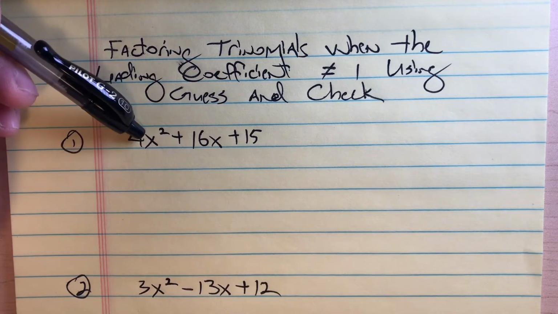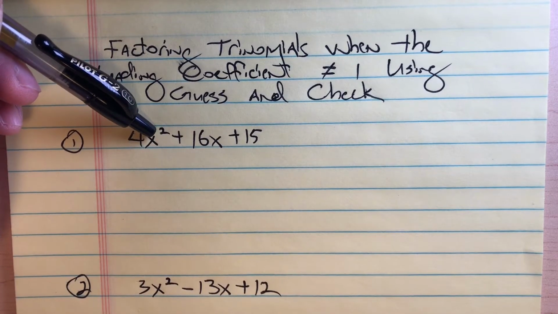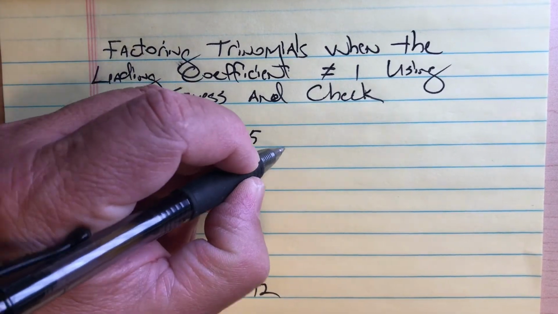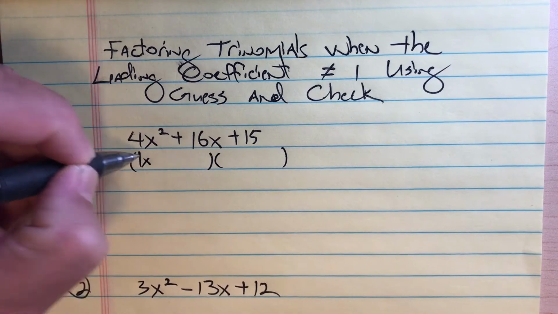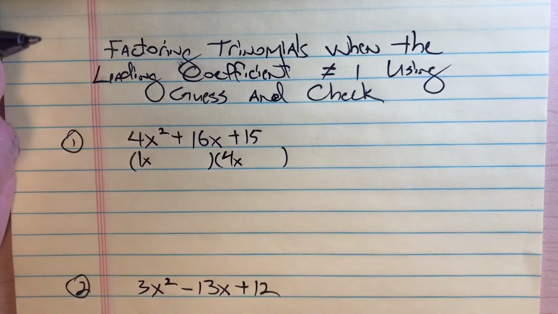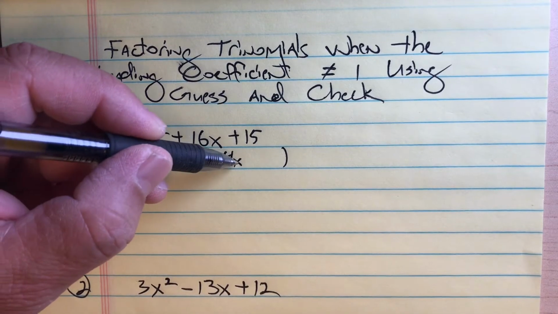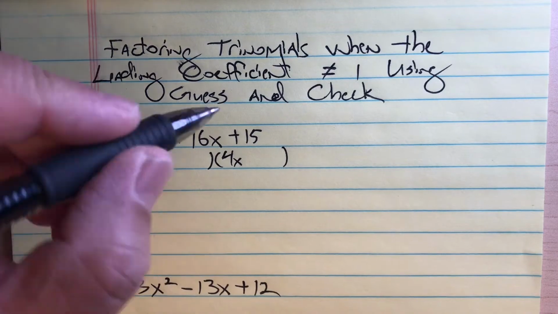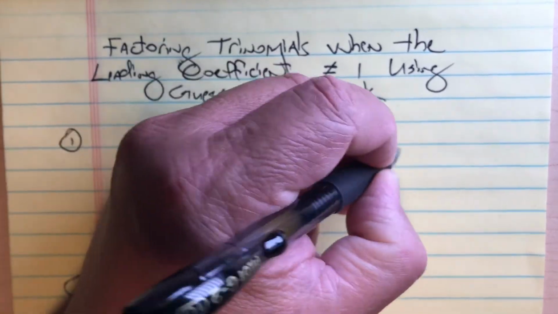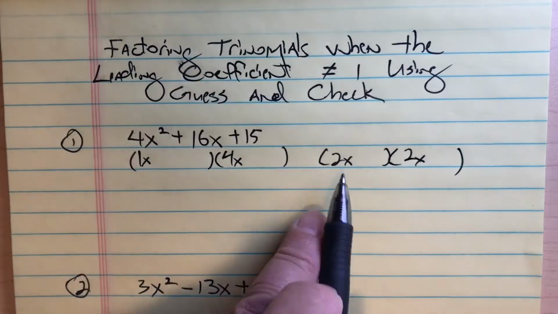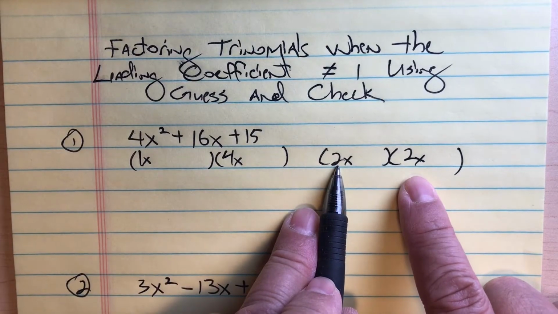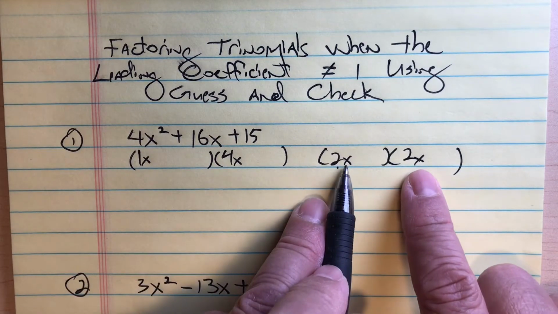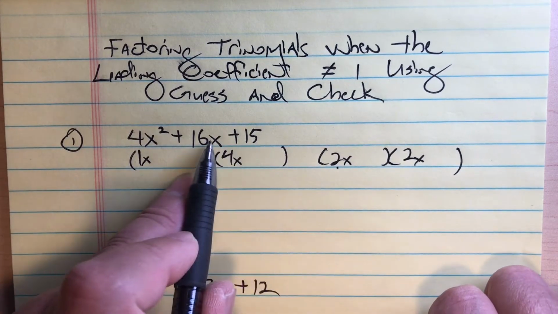Okay, so because this has a 4 in front, there's going to be more than one choice in the front. The front of this binomial could be 1x times 4x, because 1x times 4x would be 4x squared. But there's another choice that also works, and that would be 2x times 2x. 2x times 2x is 4x squared. So this might work, or this might work, depending on these other numbers.